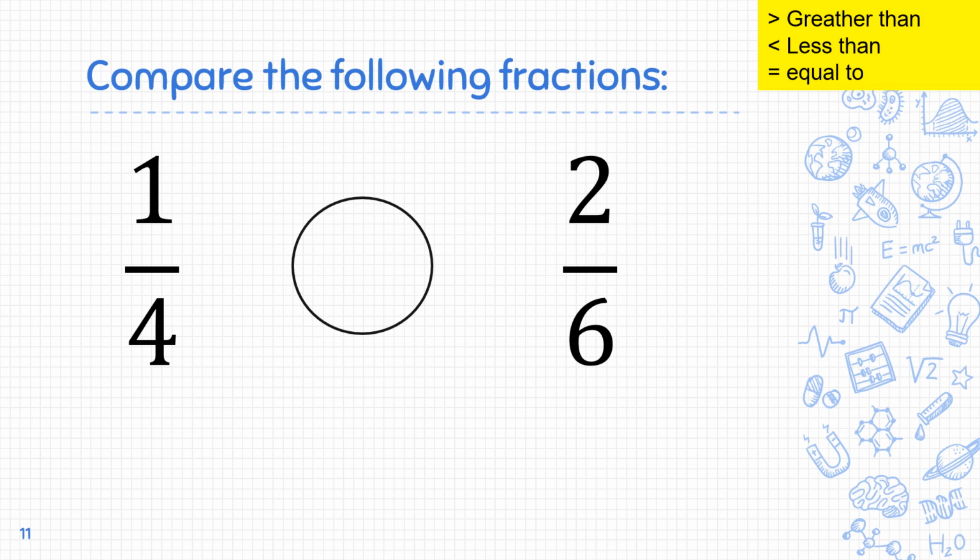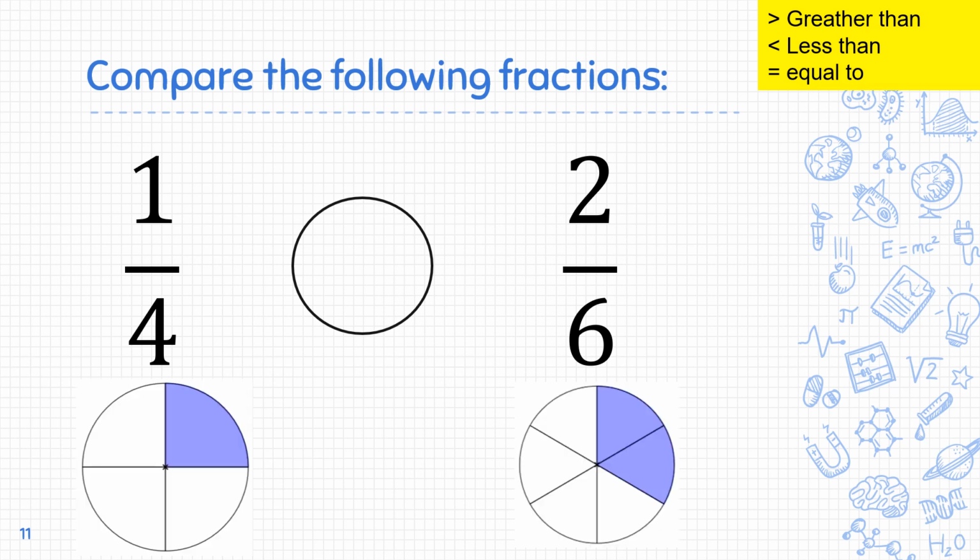We have 1/4 and 2/6. We're going to draw a diagram for each one too. And now let's compare. Which one has more color? 1/4 or 2/6? That's right, 2/6 has more color. So that means 1/4 is less than 2/6.